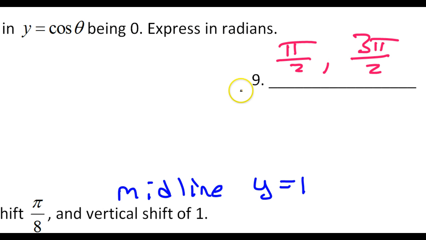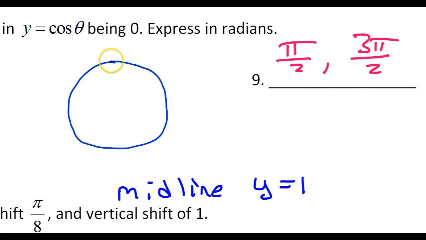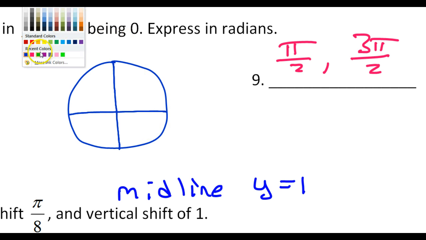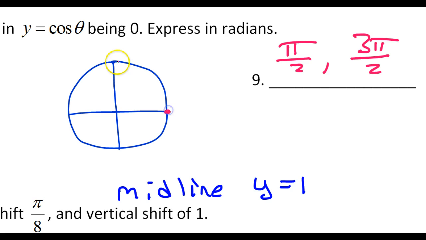There's another way to think about this. If we look at the unit circle, then when we talk about cosine being 0, that's going to happen at certain quadrantal angles. What am I talking about? Well, remember that cosine is the x value on a unit circle. Now, think about these key values that are here, here, here, and here.